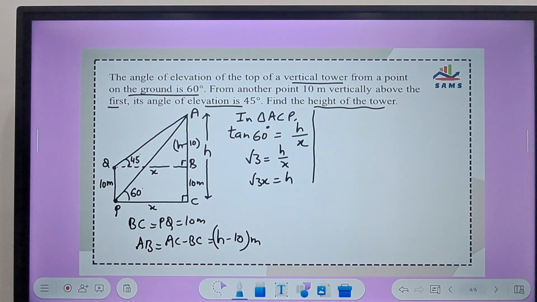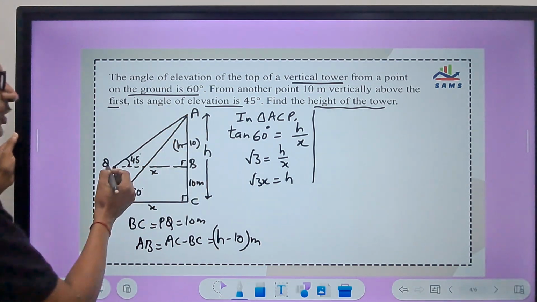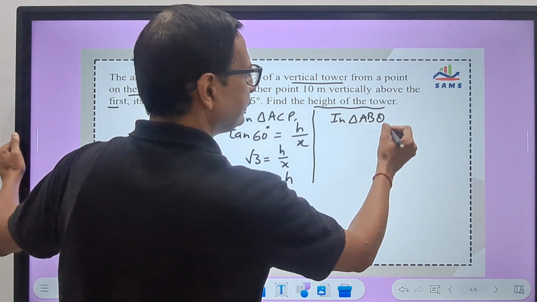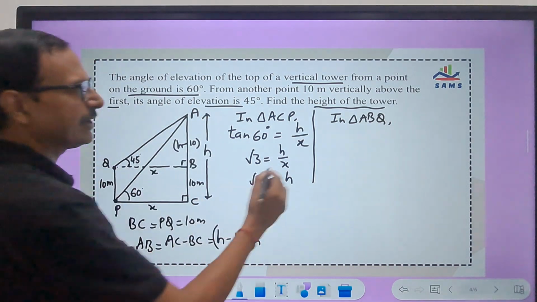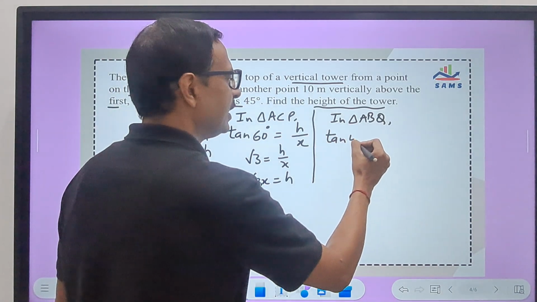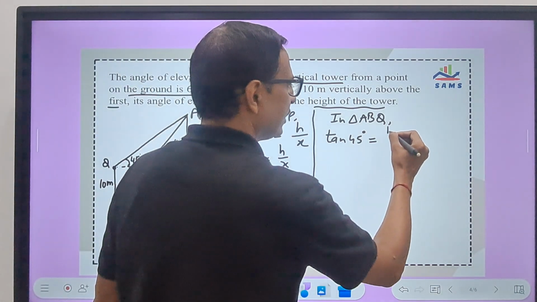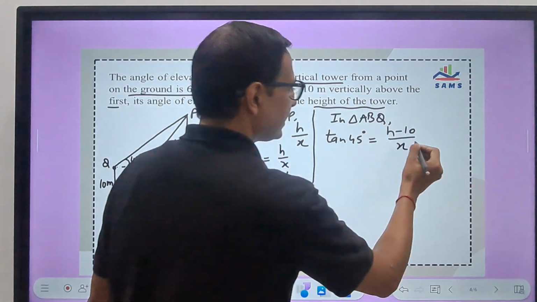Now let's have the other triangle ABQ. In triangle ABQ, tan 45, right? So tan 45 is equal to perpendicular upon base. Perpendicular is H minus 10 upon base is again X. You can check.